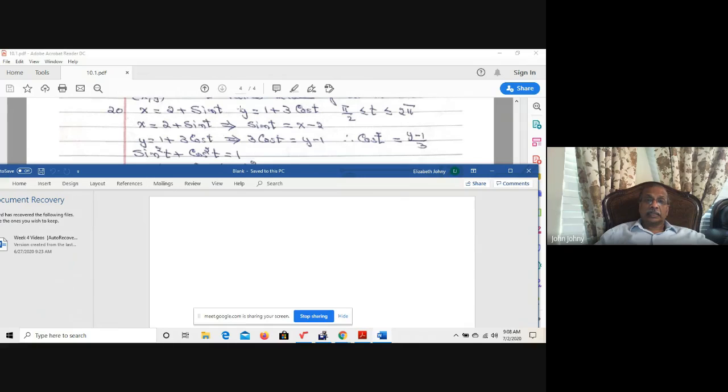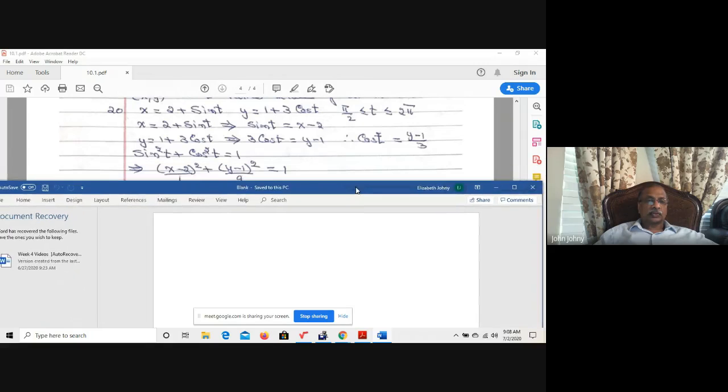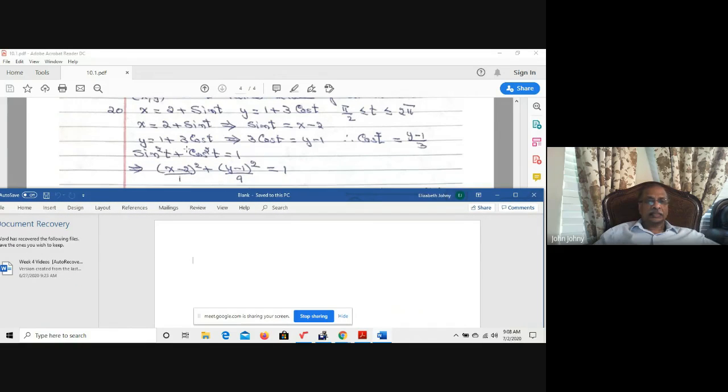So if sin t and cos t are present in x and y, you isolate sin t and cos t, and then use the identity sin square t plus cos square t is equal to 1. Here x is 2 plus sin t, so sin t is x minus 2. y is 1 plus 3 cos t, so y minus 1 is 3 cos t, that is cos t is y minus 1 over 3. And sin square t plus cos square t is equal to 1 implies x minus 2 the whole square plus y minus 1 the whole square over 9 is equal to 1.